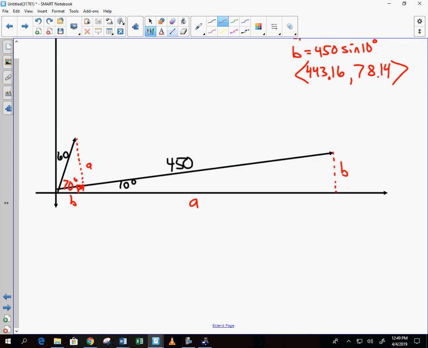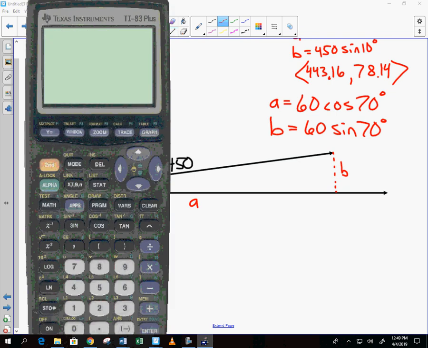Okay. Can somebody tell me how to figure out A? I'm sorry, I switched them around. Sorry about that. How do I figure out A? Yep, 60 times the cosine of 70 degrees. How do I figure out B? Yep, 60 sine of 70. So we take this 60 cosine of 70, and I get 20.52. And then 60 times the sine of 70, and I get 56.38.